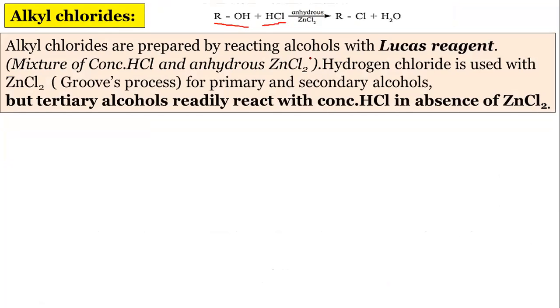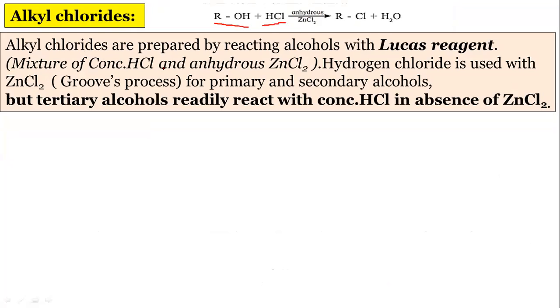One by one we will take the examples of how the alkyl chlorides are prepared. For the preparation of alkyl chlorides, we take the alcohol plus HCl. Here we have to use one catalyst, that is anhydrous zinc chloride. This combination of HCl and anhydrous zinc chloride is called Lucas reagent. Remember the name of the reagent is Lucas reagent.